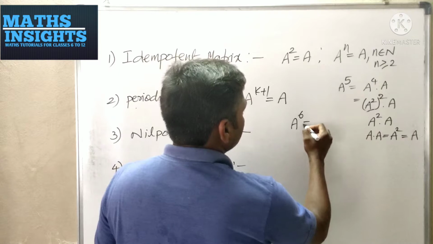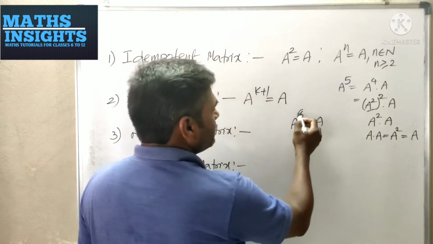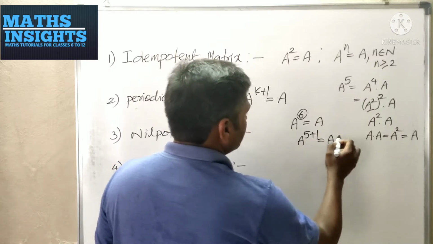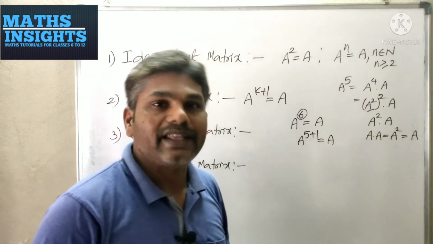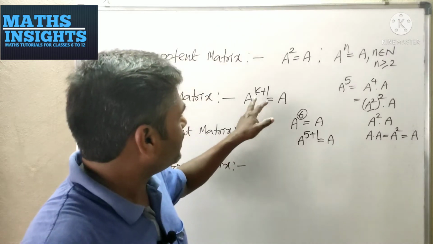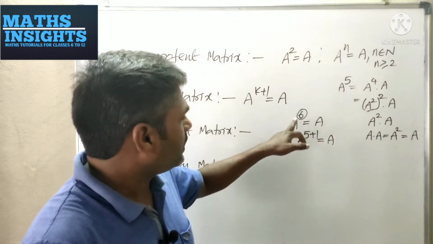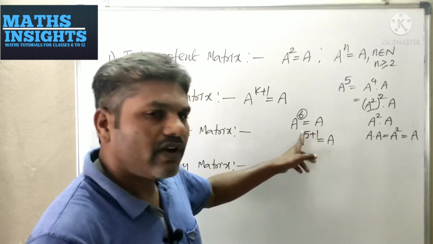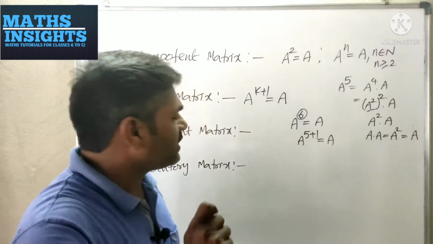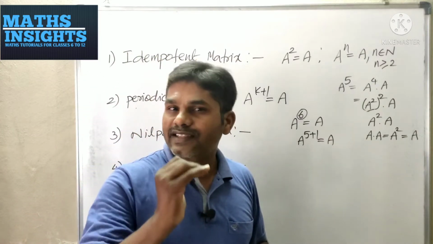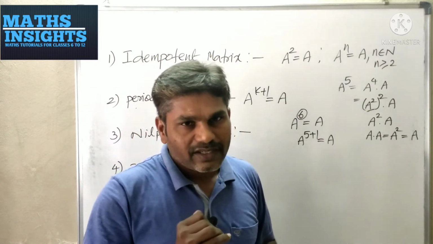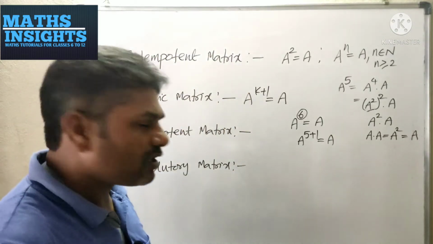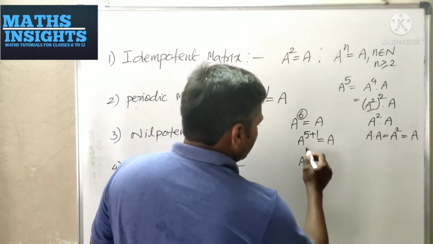Suppose A power 6 is equals to A. This 6 can be written as A power 5 plus 1, that is equals to A. Then A is said to be periodic. It has to satisfy the condition A power k plus 1 is equals to A. Example, A power 5 plus 1, k value is 5. In this case, if k is the least positive integer, then that k is said to be the period of this matrix.